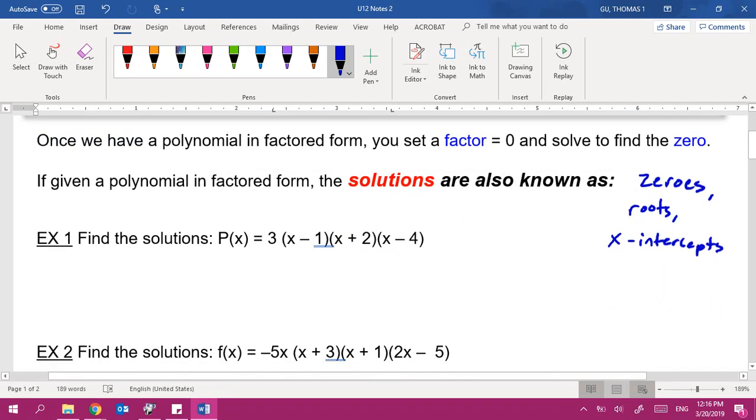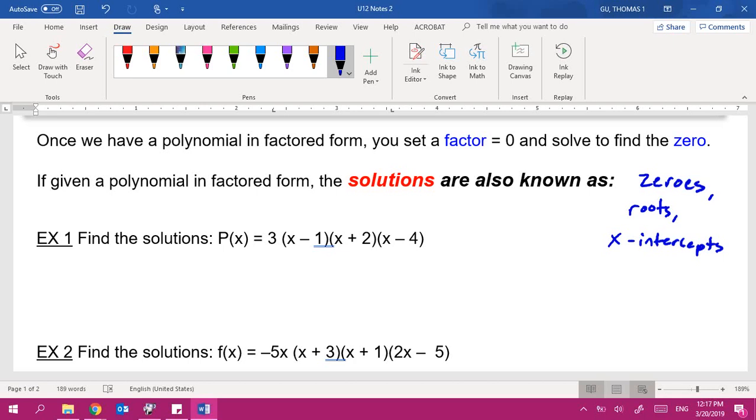All right, so we're going to do 2 examples right here, finding the solutions. They give you a factored polynomial: P of x equals 3 times x minus 1 times x plus 2 times x minus 4. I need to find all the solutions. Can you tell me how many solutions there are going to be in example 1? 3. How did you know there's going to be 3? There's 3 x's, that's right.